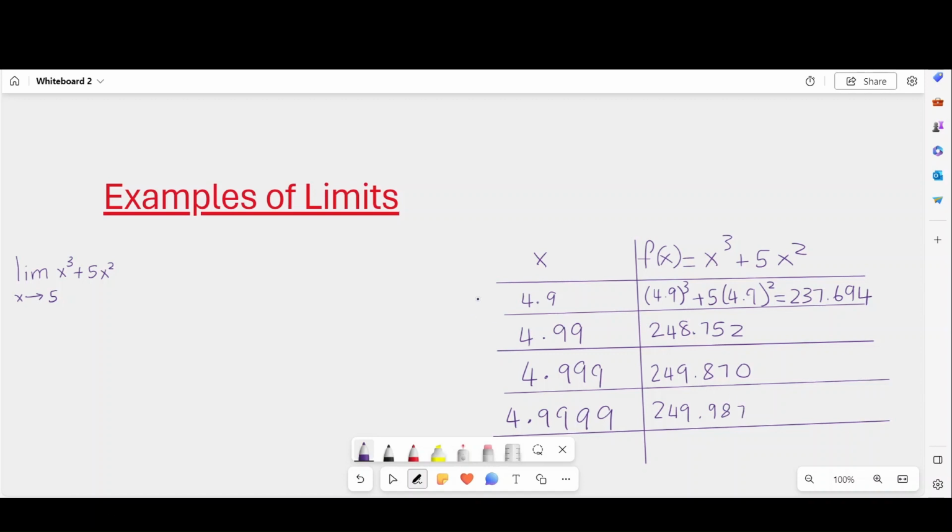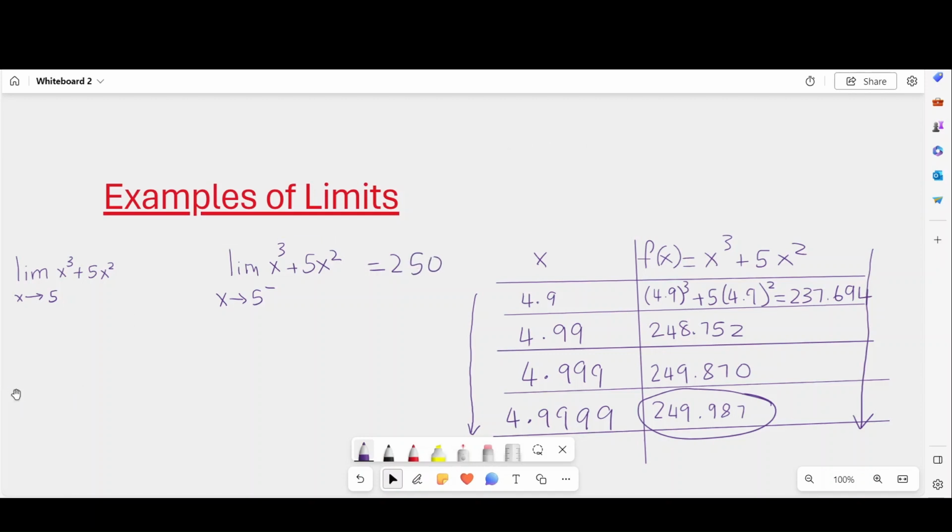You can see as x approaches 5 from the left-hand side, the function value approaches 250. So we write it as follows. The limit of x cubed plus 5x squared as x approaches 5 from the left-hand side equals 250.